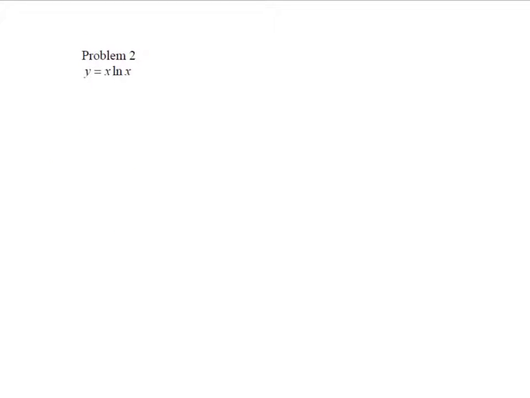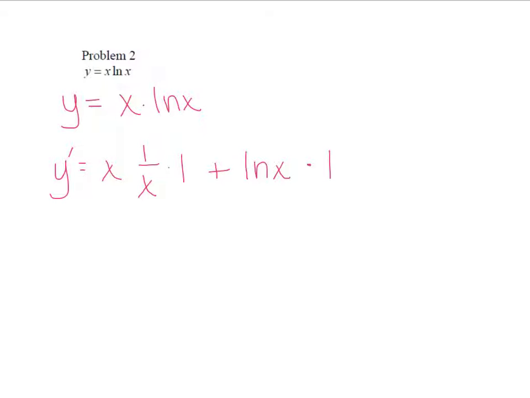Problem 2, y equals x natural log of x. Please tell me that you can see we have a product here. X times the natural log of x. So y prime will be 1 d2, derivative of natural log is 1 over u du, which would be 1, plus 2 d1, which is 1. So here we have x over x plus natural log of x. Well, I hope you all know that x over x would be 1 plus natural log of x. There's our derivative.